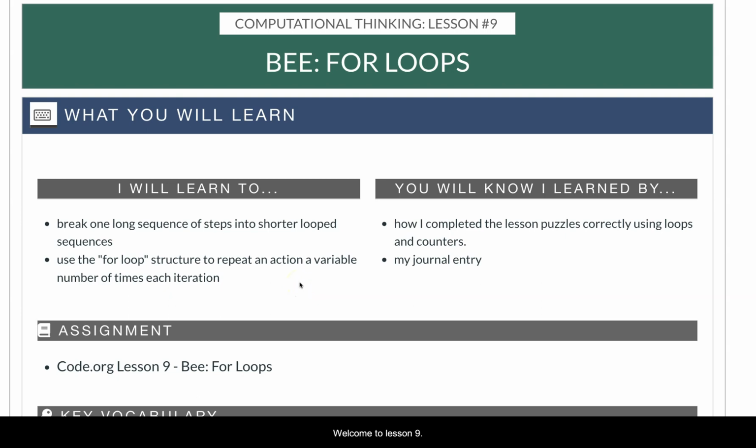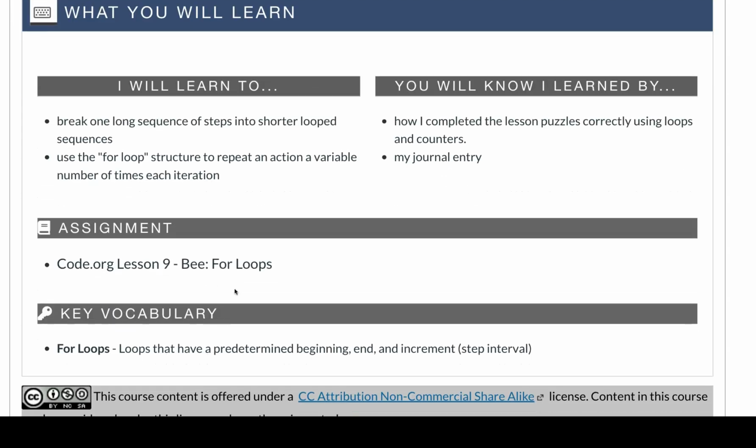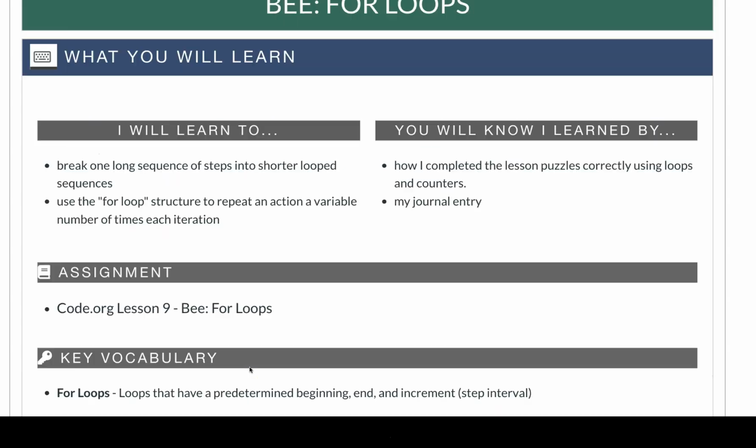Welcome to Lesson 9, B for loops. Today you will break one long sequence of steps into shorter looped sequences and use the for loop structure to repeat an action a variable number of times with each iteration. For loops are loops that have a predetermined beginning, ending, and an increment or a step interval.